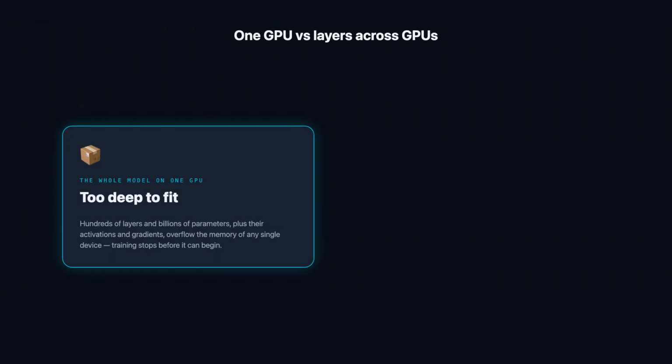First, let's see the wall this technique is built to break through. Placing the entire model on a single GPU works fine for small networks. But modern architectures stack hundreds of layers with billions of parameters, and at some point the weights, activations, and gradients simply overflow the memory of any one device. The network is too deep to fit, and training stops before it can even begin.